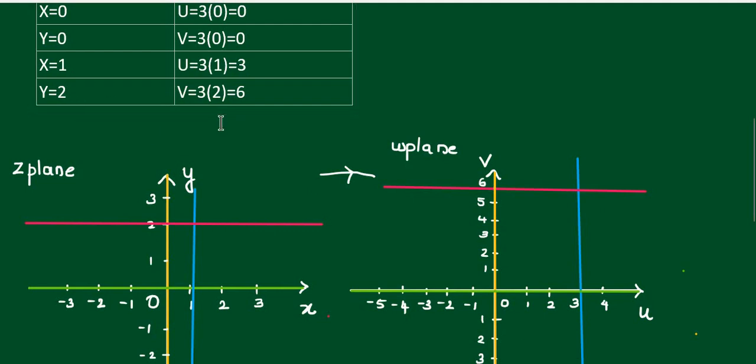y equal to 2, the rose colored line, is being mapped to v is equal to 6. v equal to 6 is a line parallel to the u axis. So, here I have marked a pink colored line. Now, let us discuss another problem.